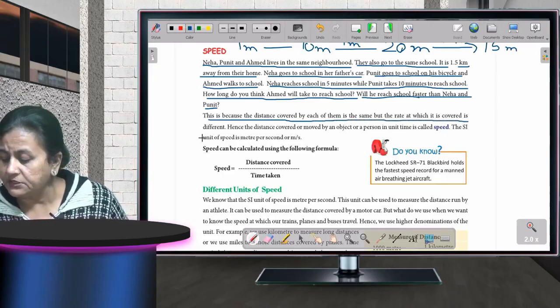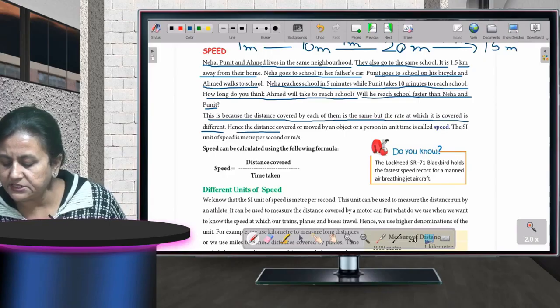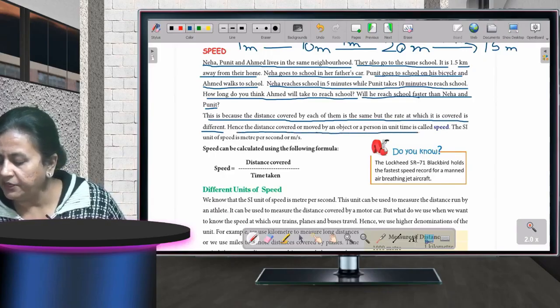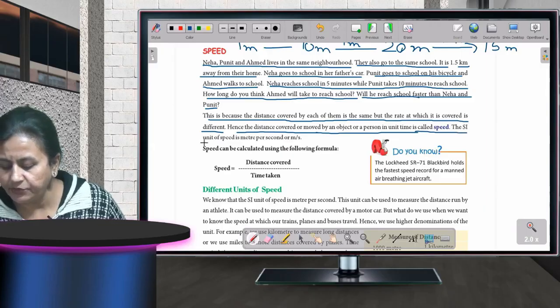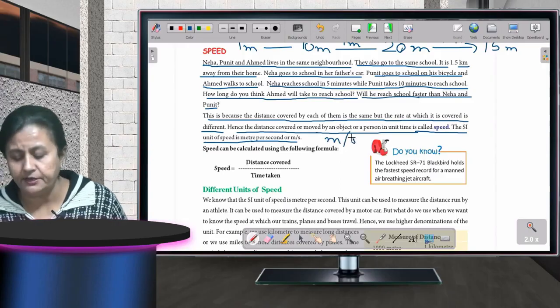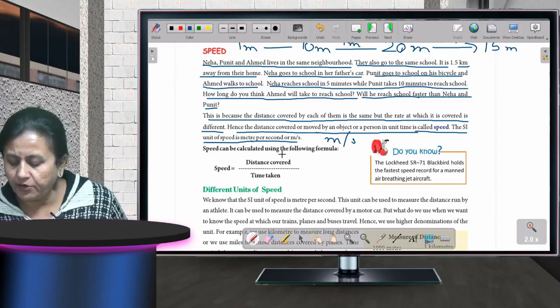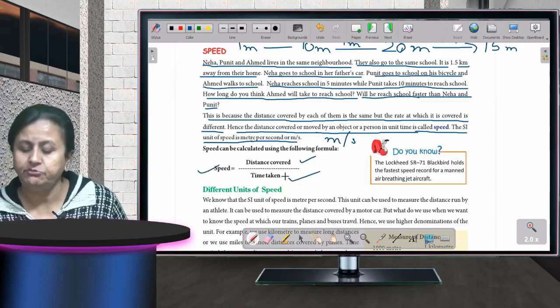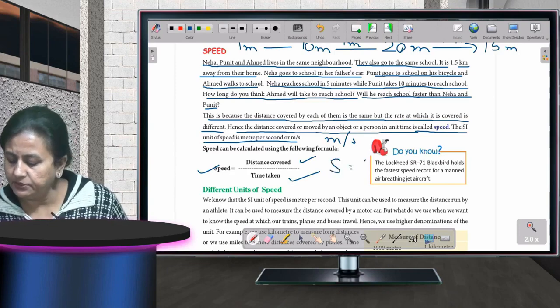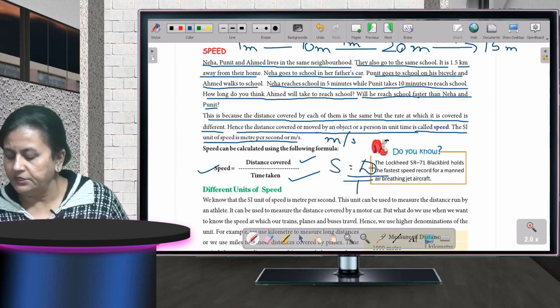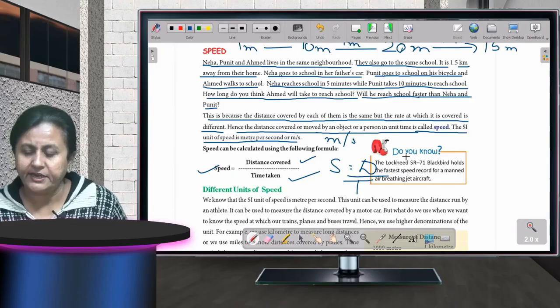is covered is different. Hence, the distance covered or moved by an object or a person in unit time is called its speed. And the SI unit of speed is meter per second. Fine, children? So, how do we calculate speed? The formula for calculating speed is: speed is equal to distance covered upon time taken. Fine, children?